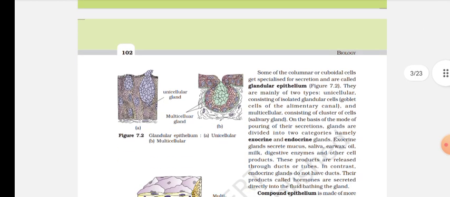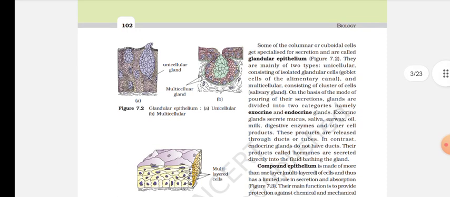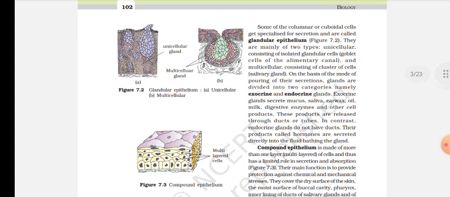Some of the columnar or cuboidal cells get specialized for secretion and are called glandular epithelium. They are mainly of 2 types: unicellular, consisting of isolated glandular cells, that is goblet cells of the alimentary canal, and multicellular, consisting of a cluster of cells, salivary gland. On the basis of the mode of pouring of their secretion, glands are divided into two categories, namely exocrine and endocrine glands.